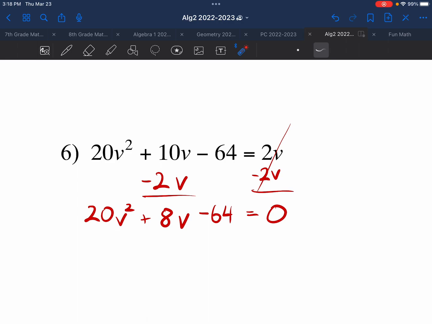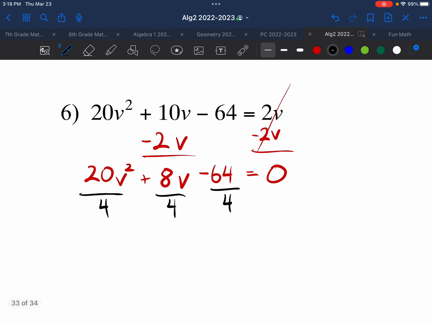So that means I need to factor out the greatest common factor. For all of these, I can divide everything by 8. No, too bad. I can divide that by 8 and that by 8, but I can't divide 20 by 8, so I can only go by 4. Darn it. Okay, whatever. Divide by 4, divide by 4, divide by 4.